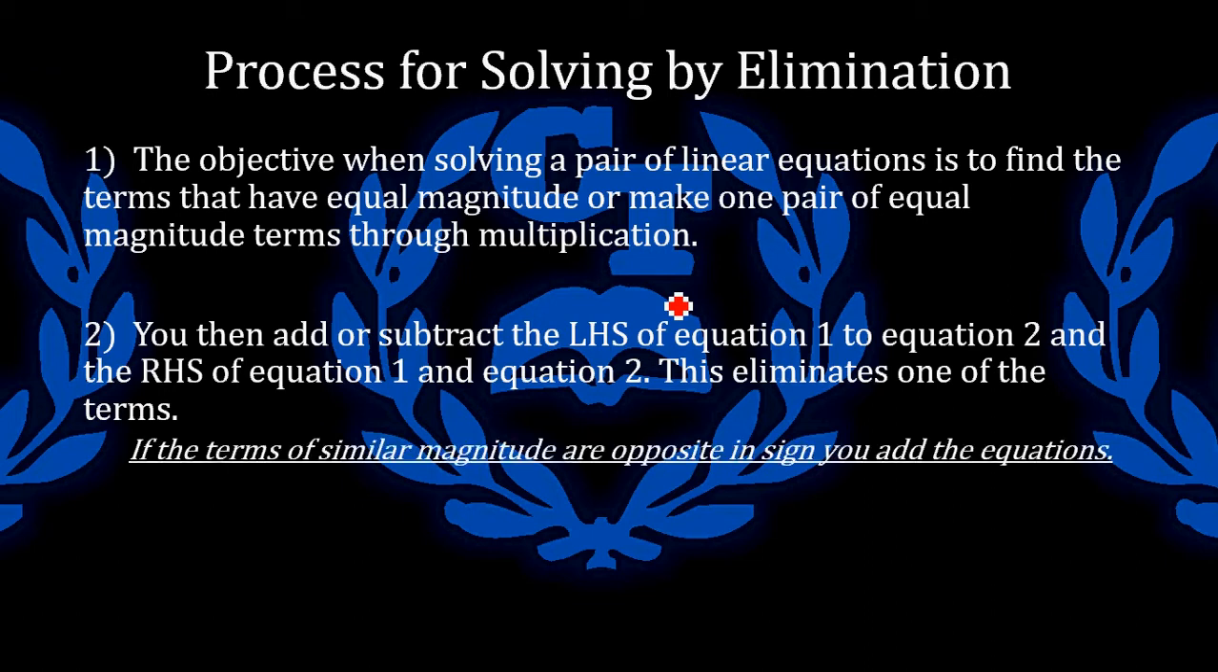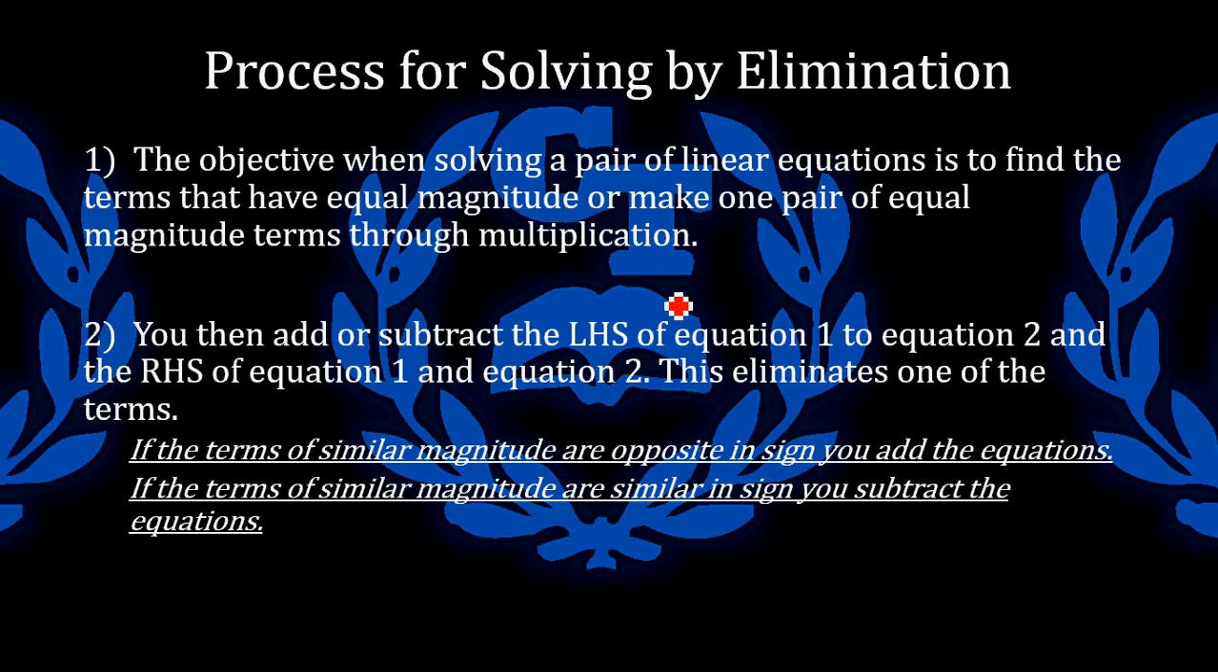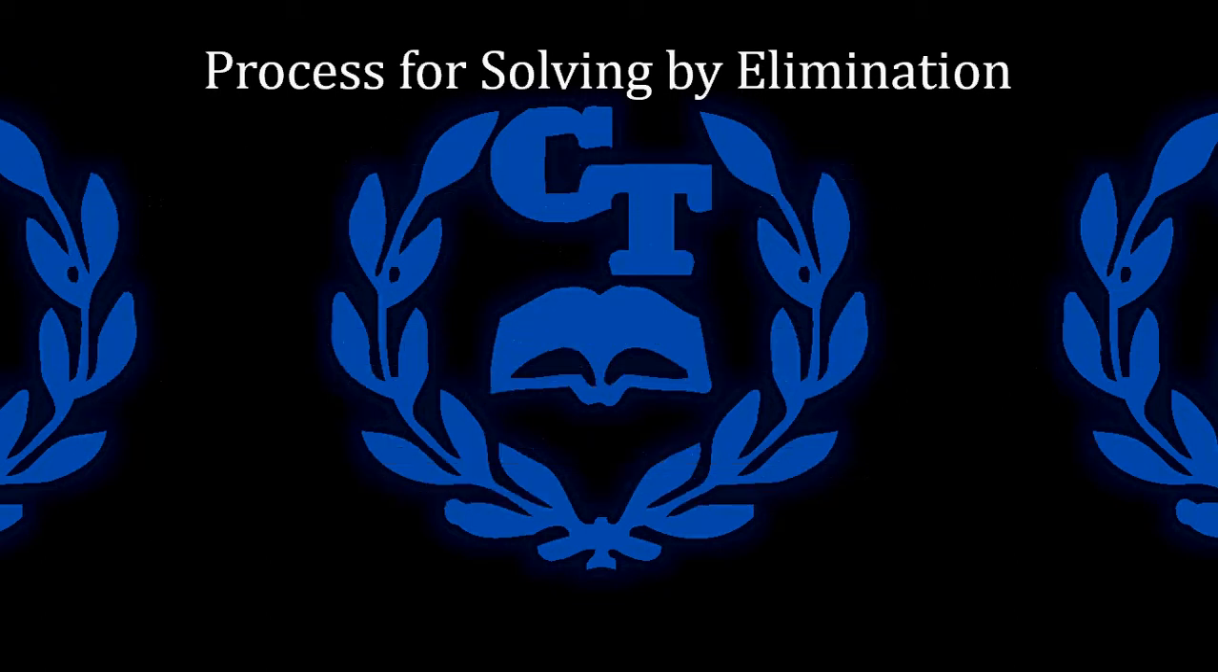Now, if you have similar magnitudes with opposite signs, what you would do is just simply add. And if you have similar magnitudes with similar signs, you'd simply subtract. So just repeating, if you have a plus and a minus, or a minus and a plus, you would add. And if you have a minus and a minus, or a plus and a plus, you would simply subtract. And you would see what this looks like.